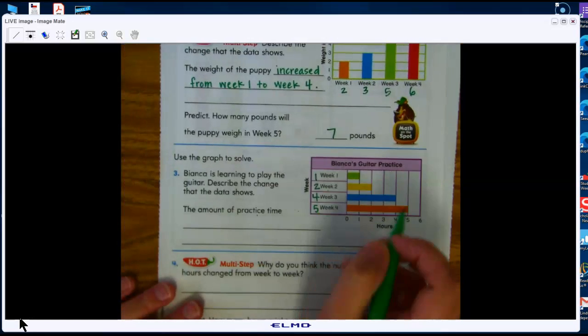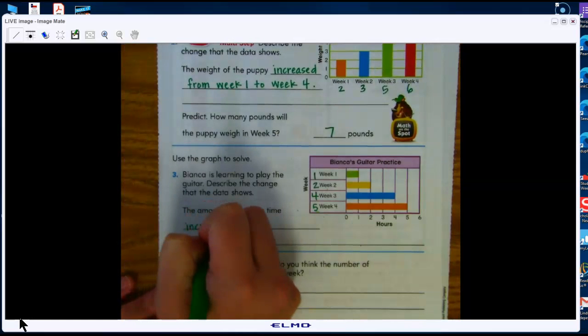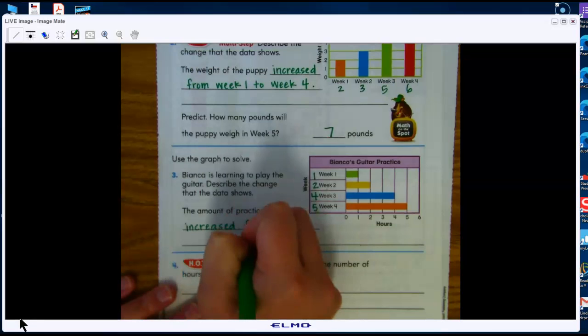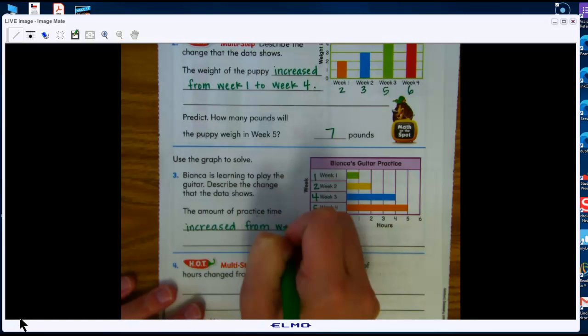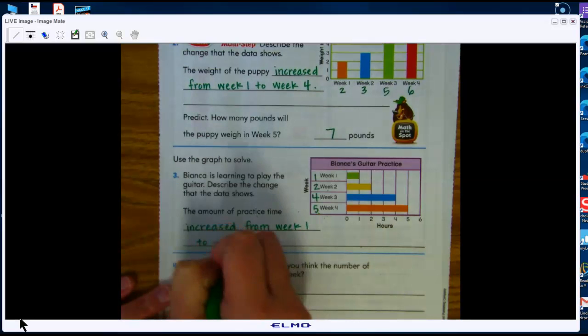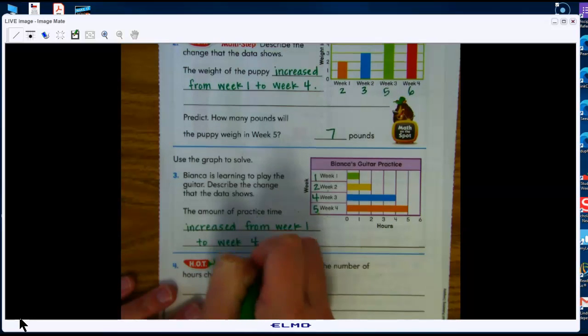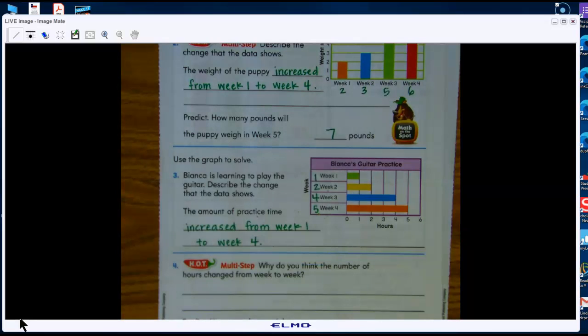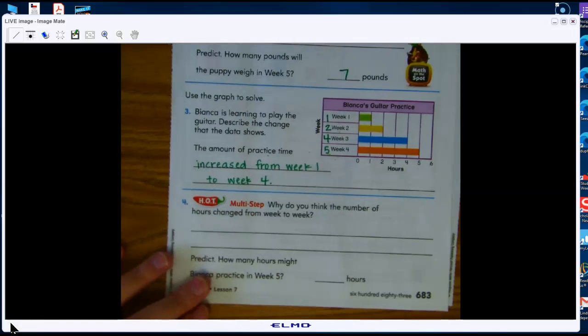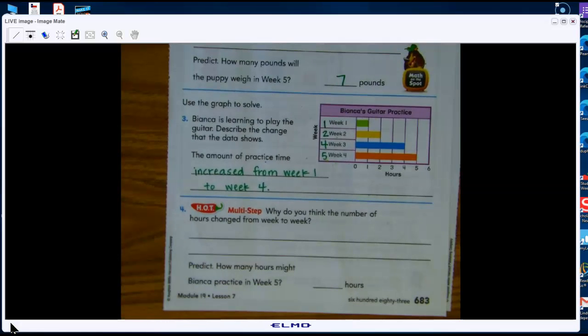So the amount of practice time increased from week 1 to week 4. Here we're using that spelling word a lot again. Okay. So, thinking about our predictions and what we know from this, why would you think her number of hours changed from week to week? Why would one week she does 1 hour, and the next week she does 2 hours, next week she does 4 hours, next week she does 5 hours? Why would those change for someone that's learning how to play guitar?